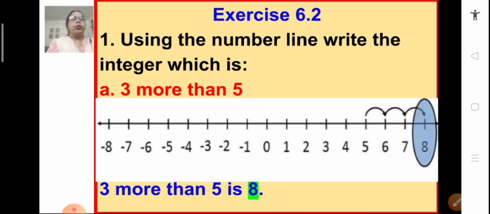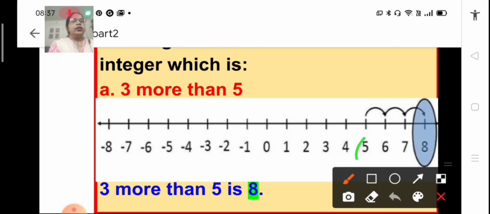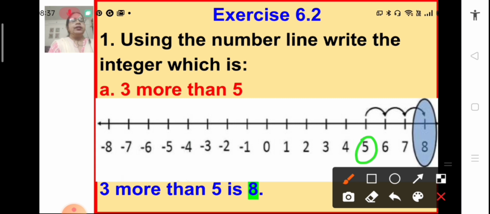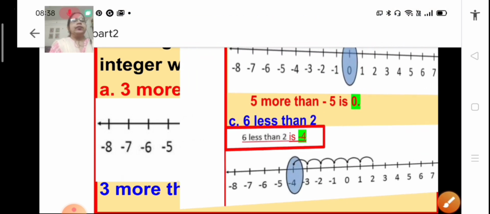Now, let us solve the problems of exercise 6.2. Question 1. Using the number line, write the integer that is 3 more than 5. For this, we move to 5 from 0 towards the right. So, this is 5, and it is 3 more than 5. More than means addition. So, we move again 3 steps right and reach 8. So, 3 more than 5 is 8.